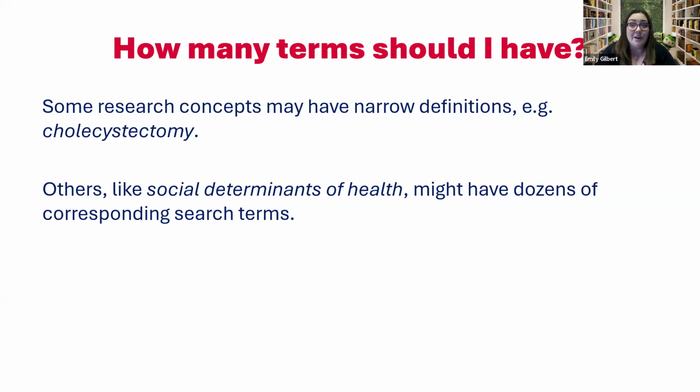But other terms are way squishier concepts, like social determinants of health. When you think about what is a social determinant of health, it's almost everything around you. It's hard to make that a concise search. So that might have dozens of search terms.